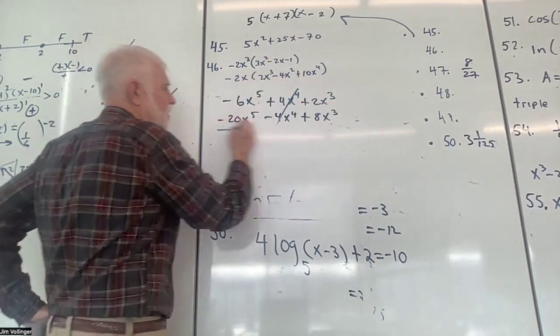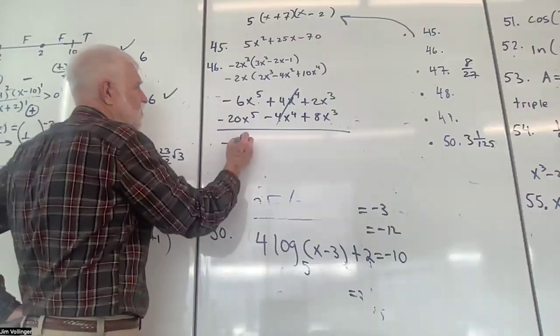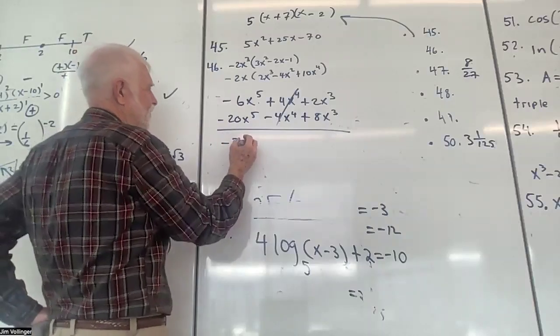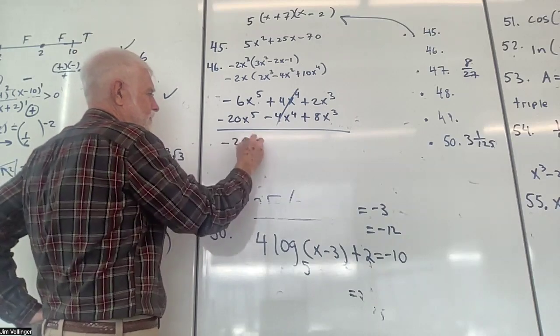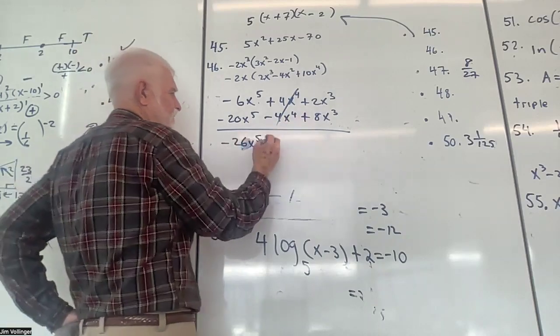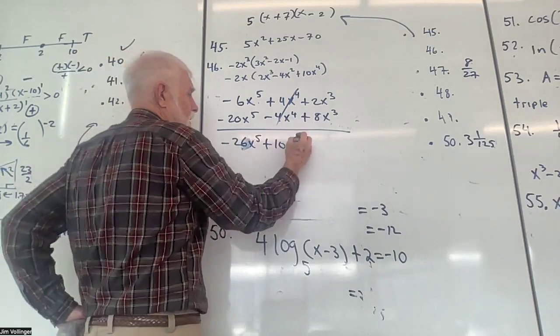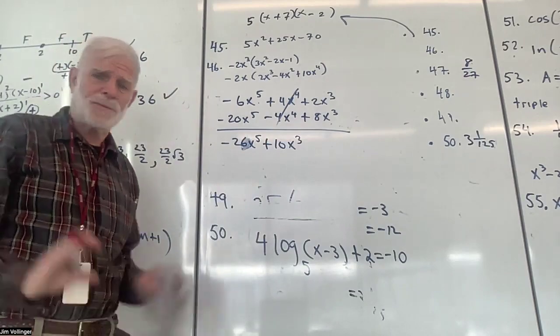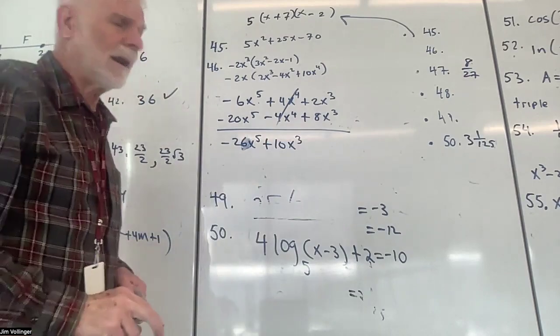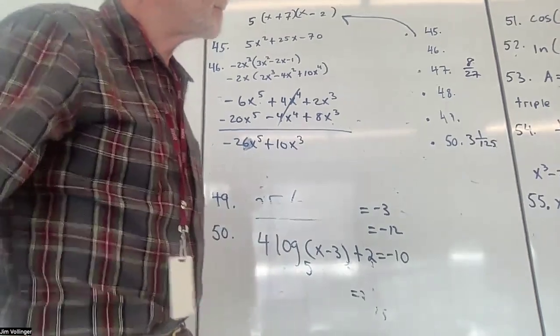All right, so I got a couple of like terms. I got minus 26x to the 5th, and I've got 10x cubed. Okay, I'm hoping I'm not making careless errors, but if I do, it's just practice, and I'll find out, and then I'll learn from it.